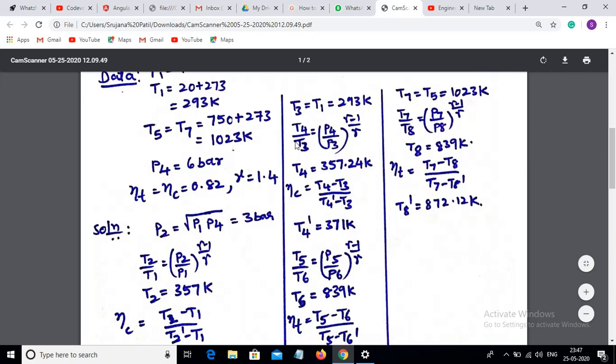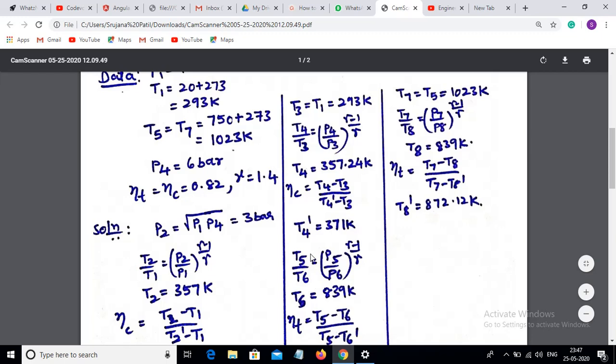In the second compressor, we have to find out T4. T4 by T3 is equal to (P4 by P3) to the power of (gamma minus 1) divided by gamma. If we substitute all the values, P4 is given 6 bar and P3 is 3 bar, so T4 is 357.24 Kelvin. Again, by taking the efficiency of the compressor and putting in the values, we can easily calculate T4 dash, that is equal to 371 Kelvin.